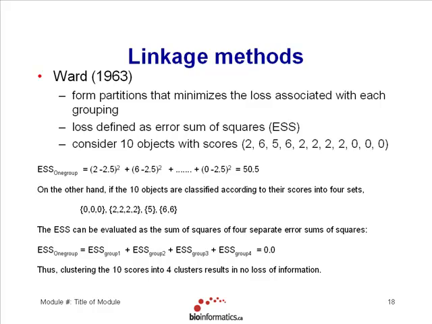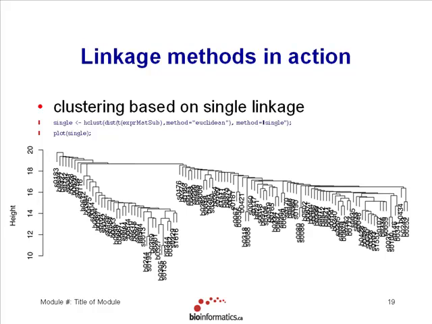If you had a perfect grouping of this, you would group the zeros together, the twos together, the sixes together, and the five together. So then you have a sum of four different groups. Within each group, the mean is zero here, and so they're all zero, and so the overall error sum of squares is zero. Here the mean would be two, and again the error sum of squares would be zero, et cetera. And so the total error sum of squares is just the error sum of squares for all the groups. So if you get the correct assignment, you have zero error. So for these 10 scores in four clusters, that's a perfect clustering and you get a zero value. And so we'll look at the difference between the different linkage methods right now.